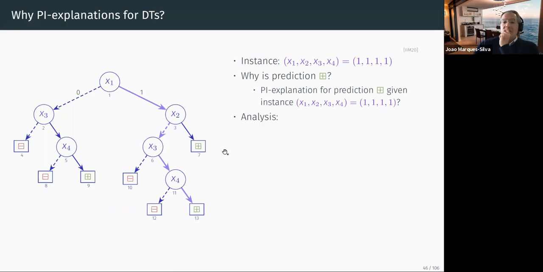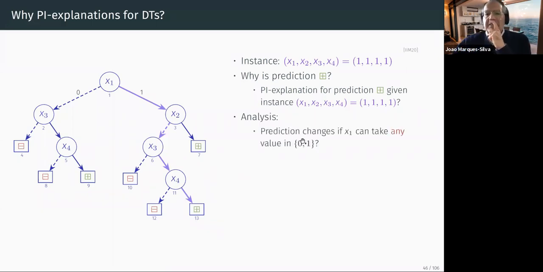Now let's analyze this. I would ask everyone, and if anyone wants to reply, otherwise I'll give you a few seconds and then give the answer. Will the prediction change if I allow x1 to take any value? Right now it takes value 1. Suppose I allow it to take value 0 as well. Will the prediction change?